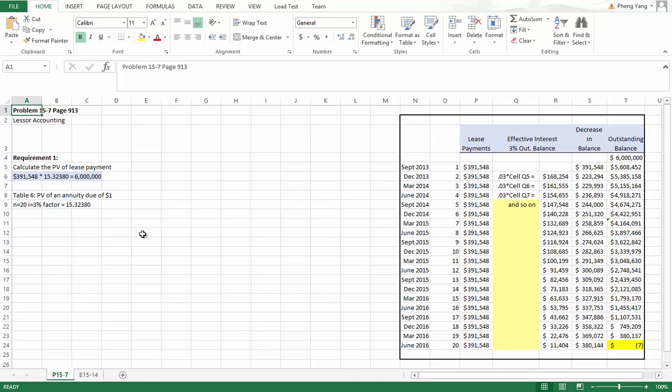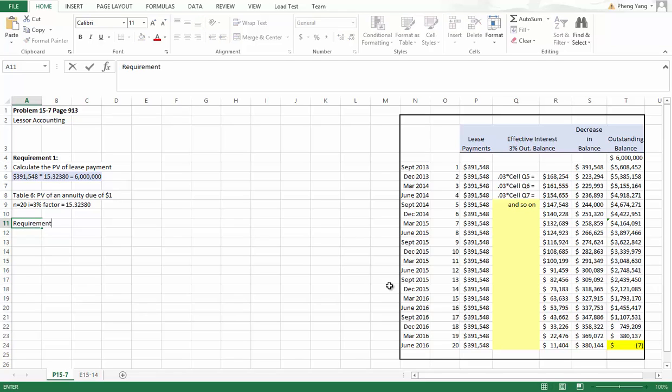So for requirement 1, we were supposed to determine the price at which Neutral Labs is selling the equipment, the present value of the lease equipment at September 30th, 2013, to the nearest 100. And we've demonstrated this a few times before. So basically we're going to calculate the present value of the lease payment, and it's required $391,548. So for 20 periods at 3%, our factor is going to be 15.32380. That gets us to a rounded $6 million. Okay.